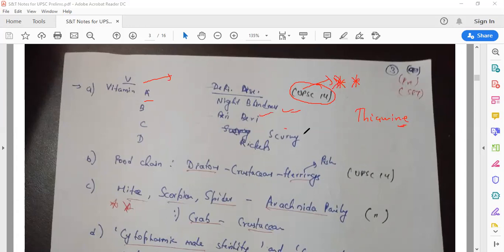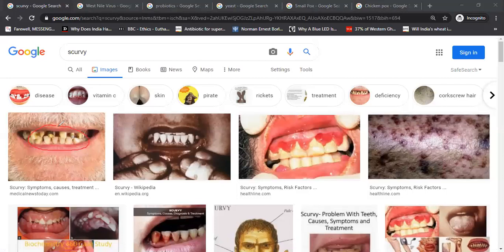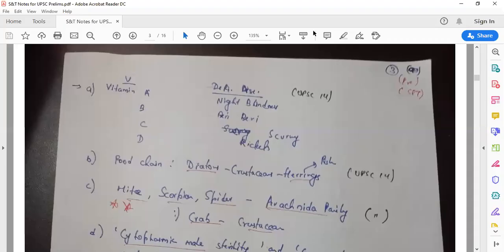Now, if you want to see what happens in scurvy, because scurvy is very popular, you will see that now. Hope you can see this man's teeth. Pardon me, but it doesn't look good, right? That's why we should eat lemon and such things, and lemon in fact makes your food tasty. This is how a person with scurvy looks. So vitamin A, night blindness. Vitamin B, beriberi. Vitamin C, scurvy. And vitamin D, rickets. All these are caused by deficiency of these vitamins.